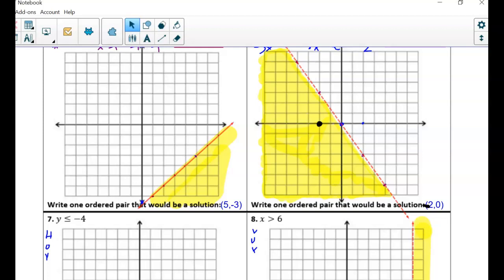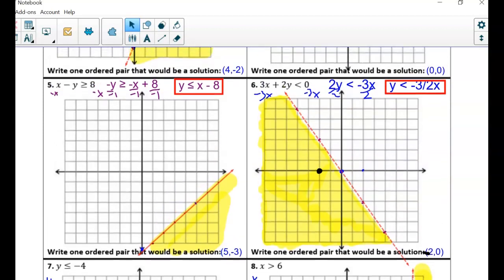How do you know when it's solid or dashed? Solid lines have the equal to in the inequalities. So like this one did, that's why it was solid. This one does not, so it's dashed. So if it has the equal to, it's solid.